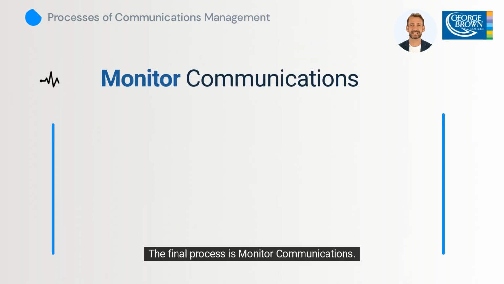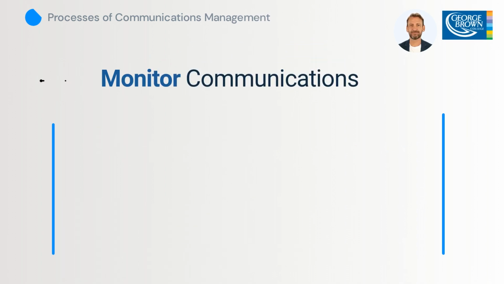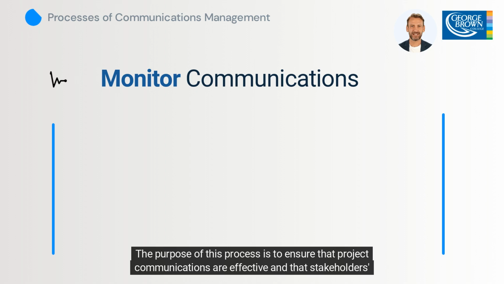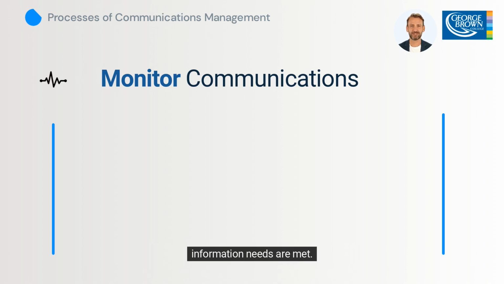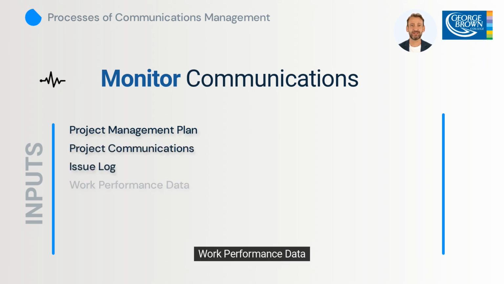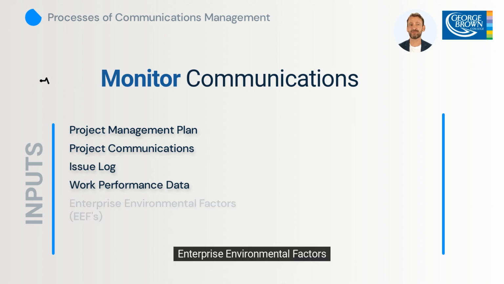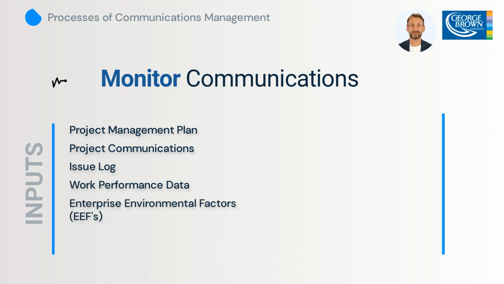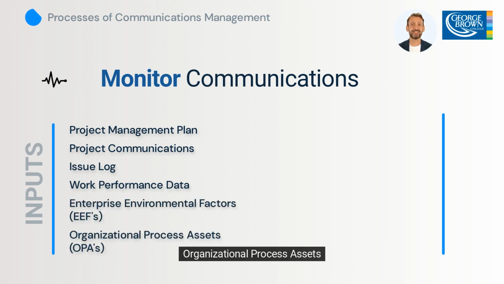The final process is monitor communications. The purpose of this process is to ensure that project communications are effective and that stakeholders' information needs are met. Inputs to this process include project management plan, project communications, issue log, work performance data, enterprise environmental factors, organizational process assets.